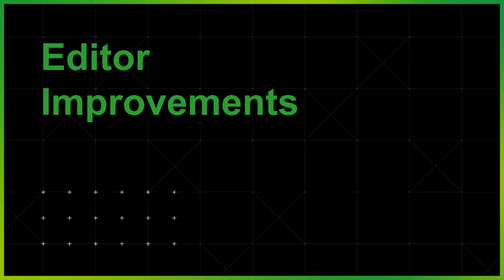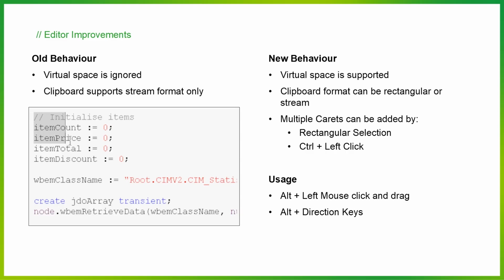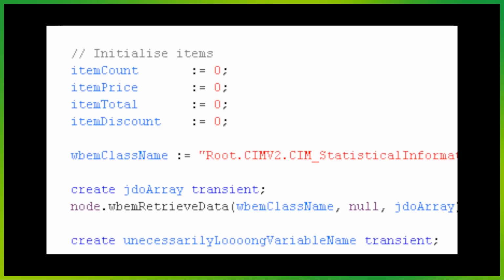We'll start off with some recent editor improvements. While rectangular selection has been supported for a while now, there were a few behavioral quirks about it that made it less than ideal. It's been improved in Jade 2022. In the next slide, I'll go over the new features, which are virtual space handling, rectangular clipboard formats, and multiple carets.